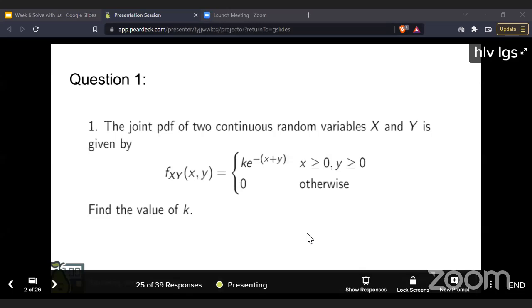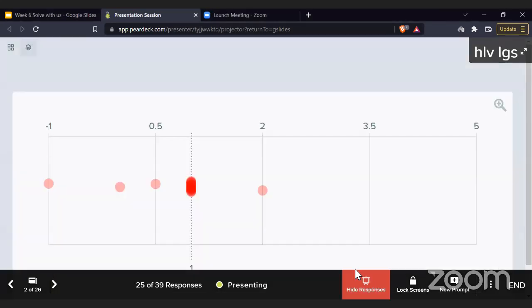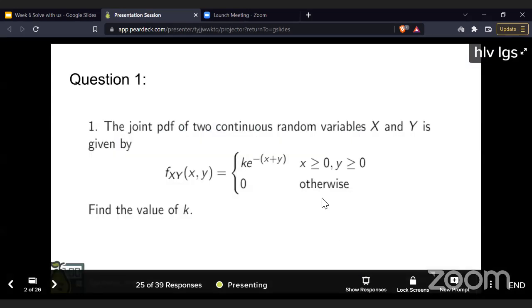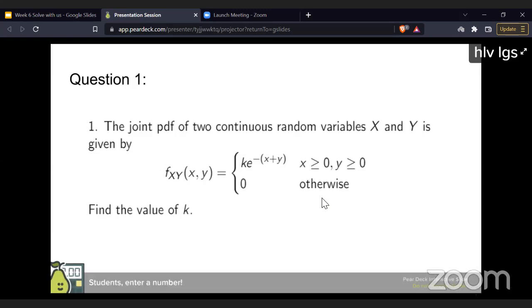Okay, let's go to responses. I could see most of the people have answered k equal to 1. So that is the right answer. So, how do you find the value of k here? Would anyone like to explain?